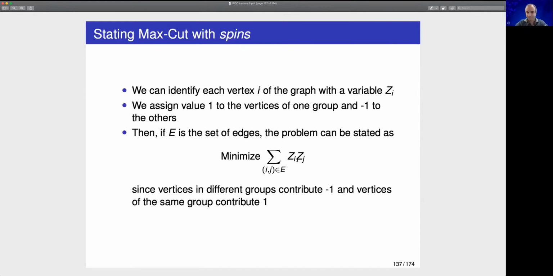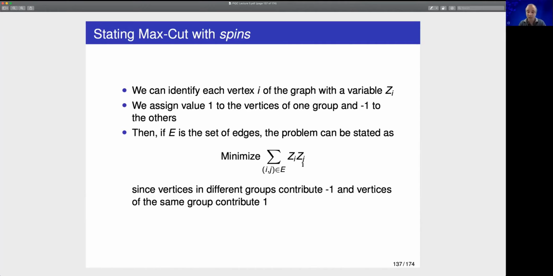Because if you notice the different possibilities that we have here, if Z_i and Z_j are in different groups, one of them is going to be 1 and the other one is going to be -1, and the product is -1. So this makes the sum go lower, okay? But if both are in the same group, then they are both 1 or both -1, and then we add 1, so we are making this sum bigger, okay? So if we can make this sum the minimum possible, then we are making all these edges, or most of these edges, have extremes in different groups, okay?